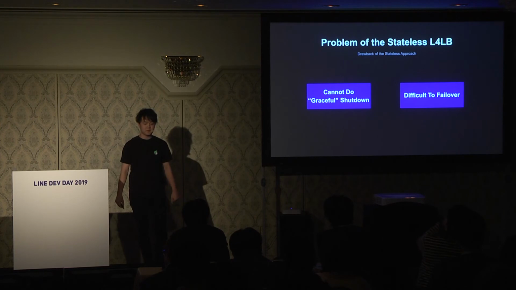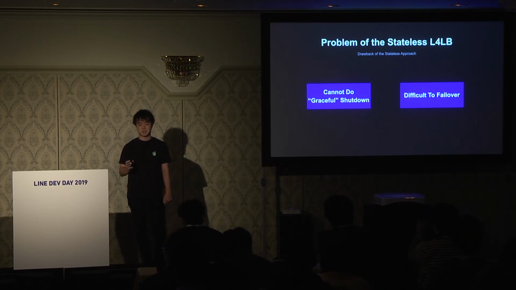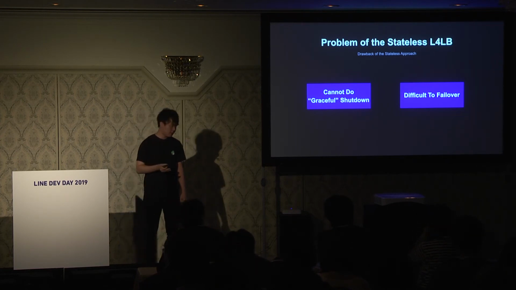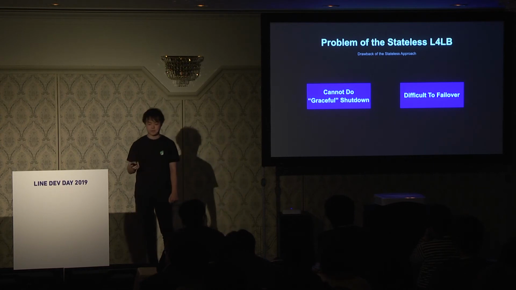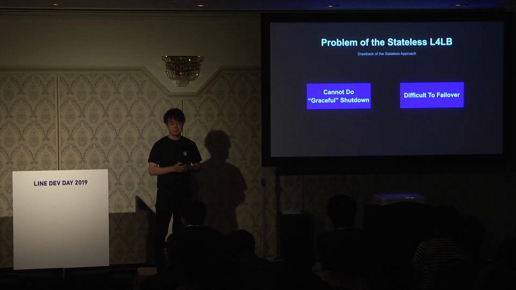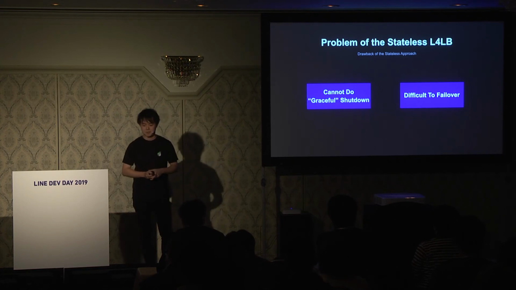So I talked about making the L4 load balancer stateless. We were able to solve the session table depletion problem. However, with this stateless implementation, we created new problems. The problem is that server graceful shutdown cannot be done, and it's also hard to have failover functionality. So I'd like to give you a concrete example talking about the use case for this.